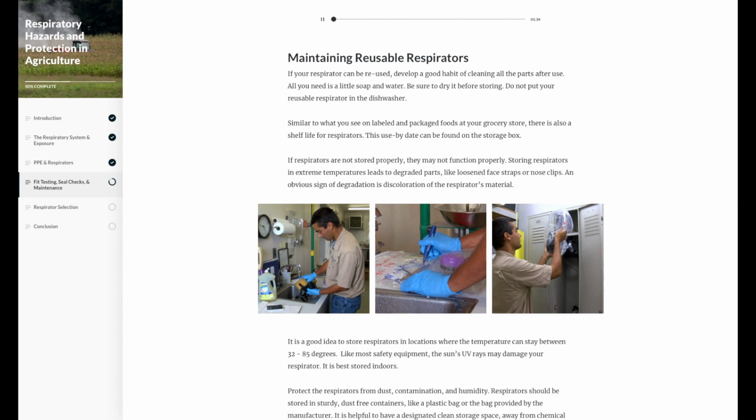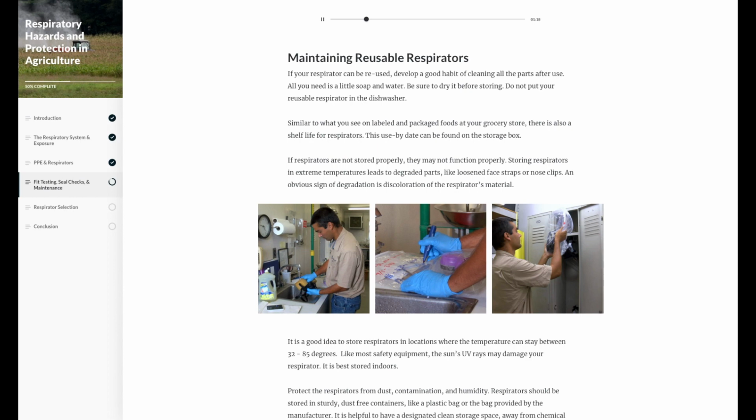If your respirator can be reused, develop a good habit of cleaning all the parts after use. All you need is a little soap and water. Be sure to dry it before storing. Do not put your reusable respirator in the dishwasher.